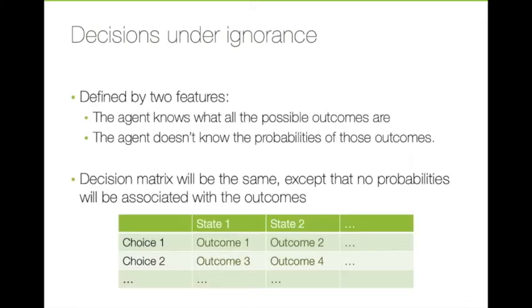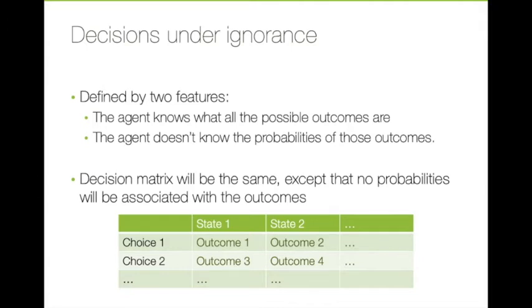To emphasize, decisions under ignorance are defined by 2 features. You know what all the possible outcomes are, but you don't know the probabilities of those outcomes. So the overall structure of decisions under ignorance is the same as the ones we're familiar with, decisions under risk. We choose among acts that lead to different outcomes depending on the states of the world. To represent decisions under ignorance, we can continue to use decision matrices, only now the outcomes will only have utilities or values, but not probabilities.